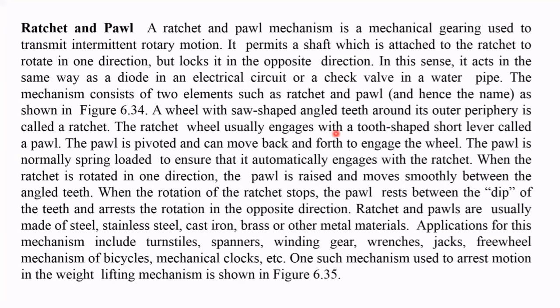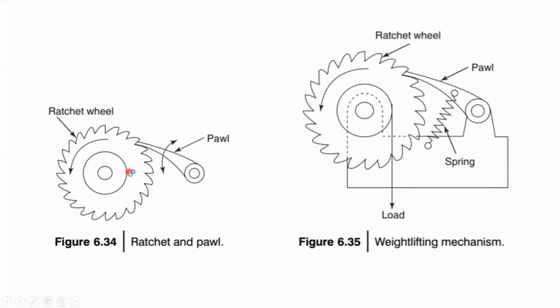Now next, we see the next mechanism used in mechatronic systems, the ratchet and pawl mechanism. It is used to transmit intermittent rotary motion, which means it transmits rotary motion step by step. And it allows the gear to move in only one direction. See this. Every ratchet and pawl mechanism has 2 parts: this is the ratchet wheel and this is the pawl.